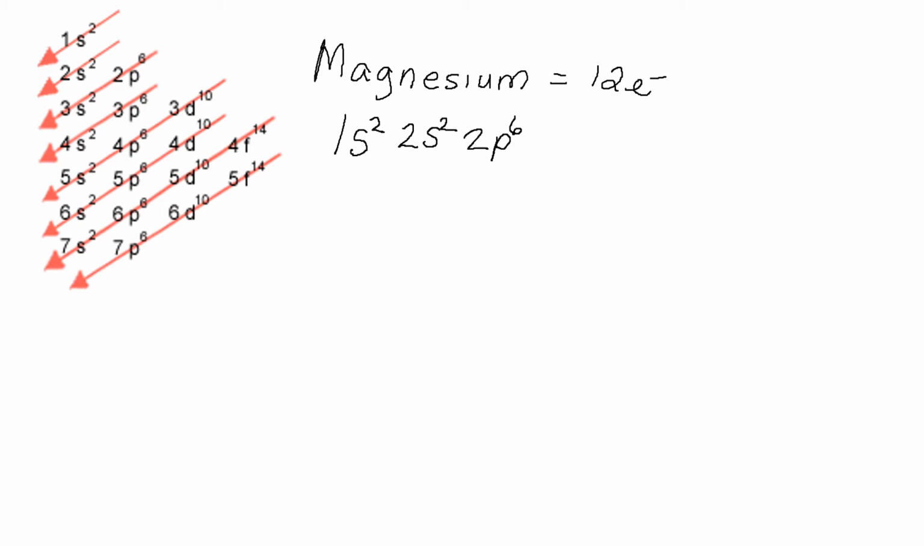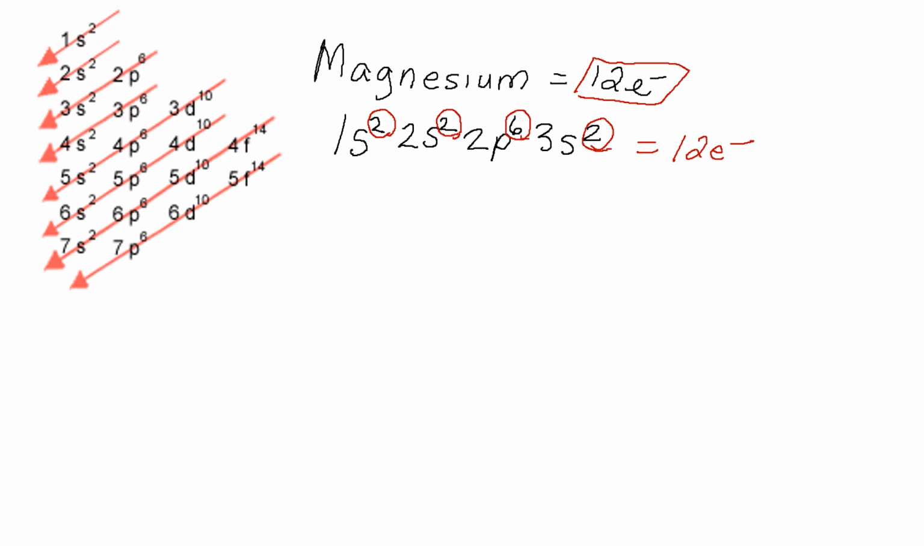So now, still continuing on that path of that same arrow, we're going to hit 3s, and s can have up to 2. And there we go. We have 2 plus 2 plus 6 plus 2. So that gives us 12. So again, the top numbers are the electrons, okay? And those top numbers, when you add them all up, should be the total number of electrons for that particular element. And in this case, that is 12 electrons. So that would be it. That would be the electron configuration for magnesium.